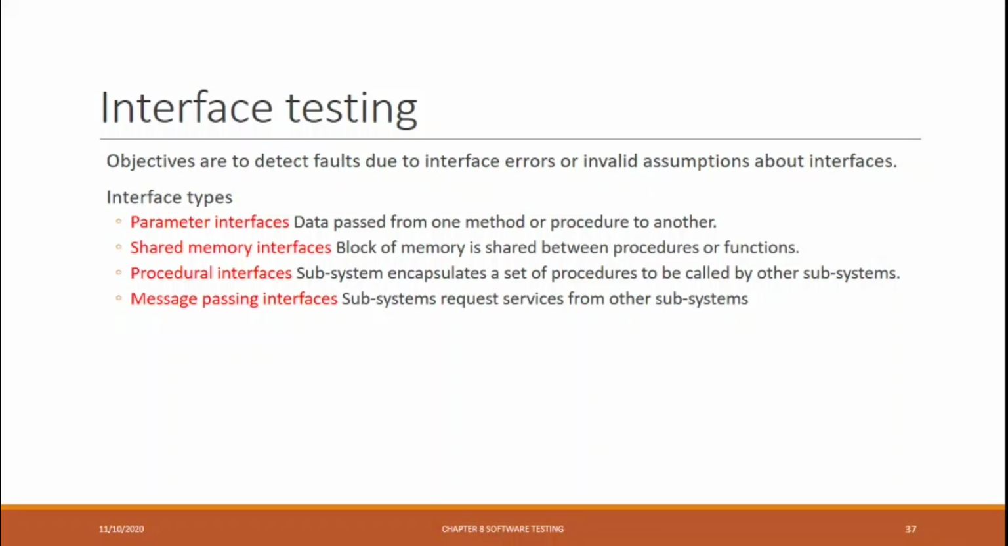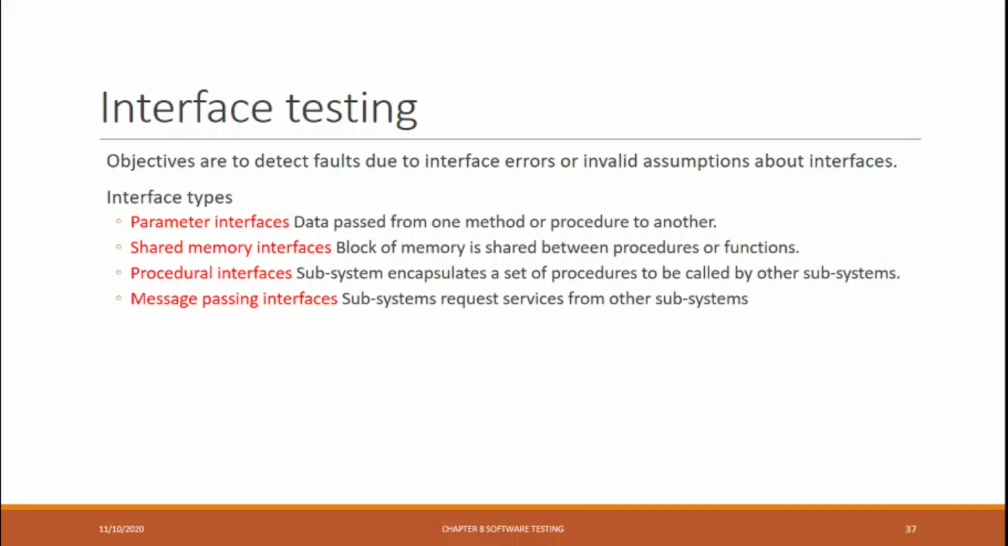Interface types. So what are the interface types? Parameter interfaces, shared memory interfaces, procedural interfaces, message passing interfaces. They can ask in the examination, what are the different types of interface errors in component testing? One is parameter interface, shared memory interface, procedural interface, and message passing interface.